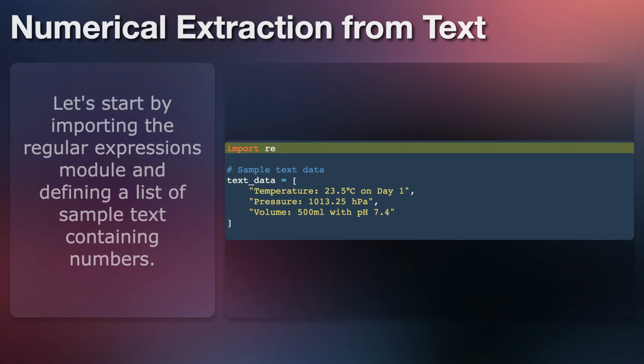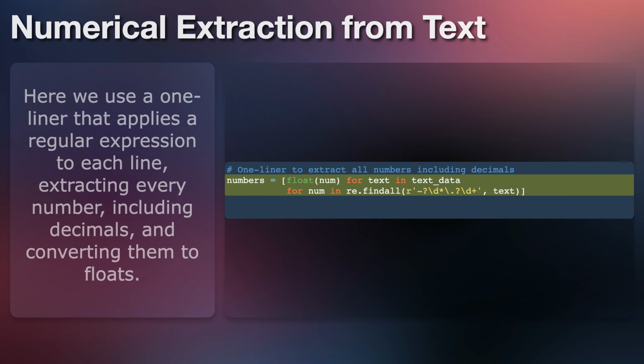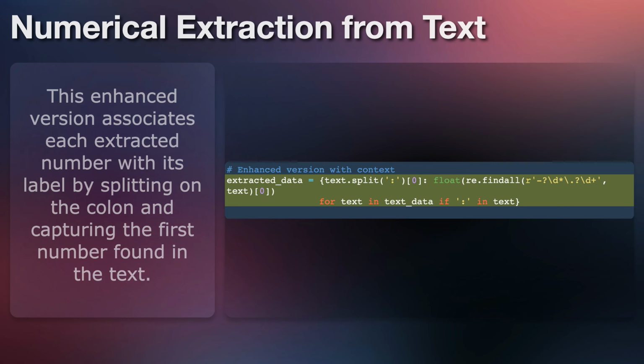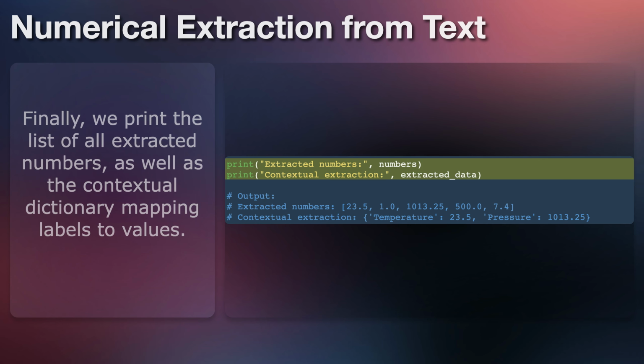Let's start by importing the regular expressions module and defining a list of sample text containing numbers. Here we use a one-liner that applies a regular expression to each line, extracting every number, including decimals, and converting them to floats. This enhanced version associates each extracted number with its label by splitting on the colon and capturing the first number found in the text. Finally, we print the list of all extracted numbers, as well as the contextual dictionary mapping labels to values.